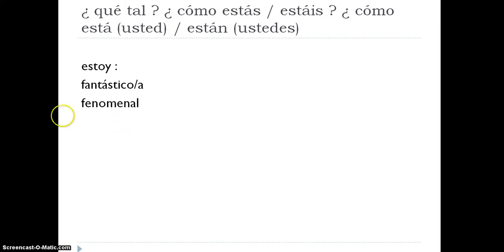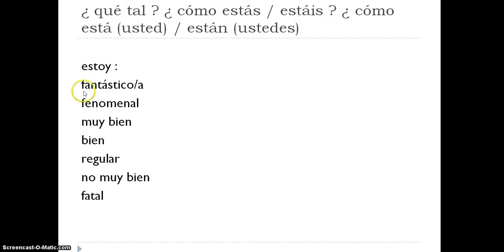Fenomenal. Again, another way of saying fantastic or great. Fenomenal. Muy bien. Okay, I'm good. Good. Bien. Fine. Regular. So-so. No muy bien. Not very good. Not well. Fatal. Awful. So we'd say, estoy fantástico or estoy bien.